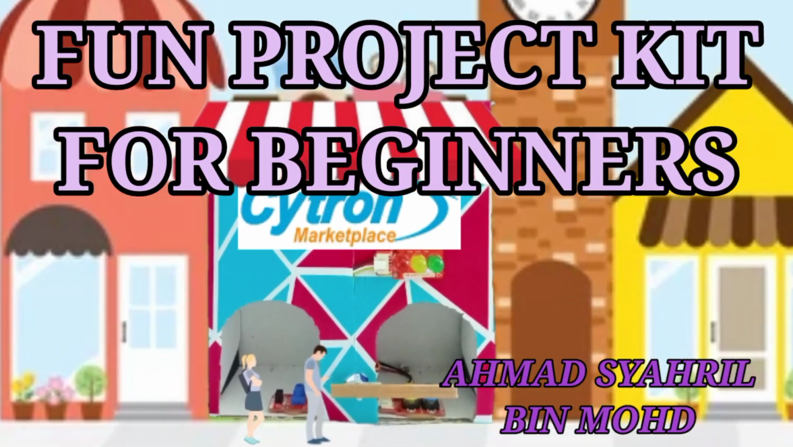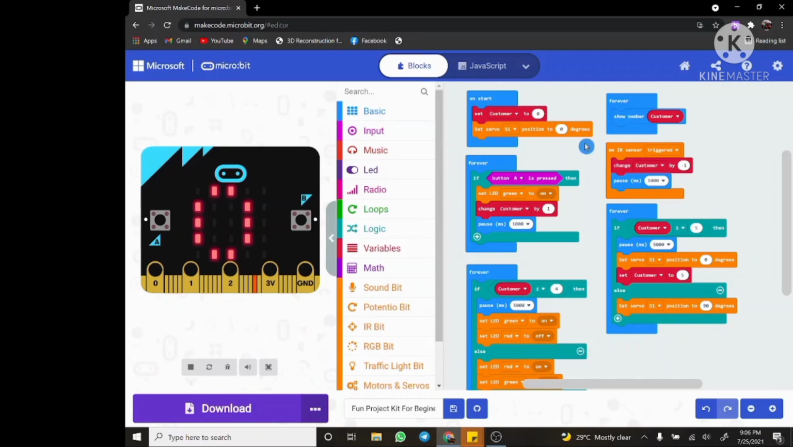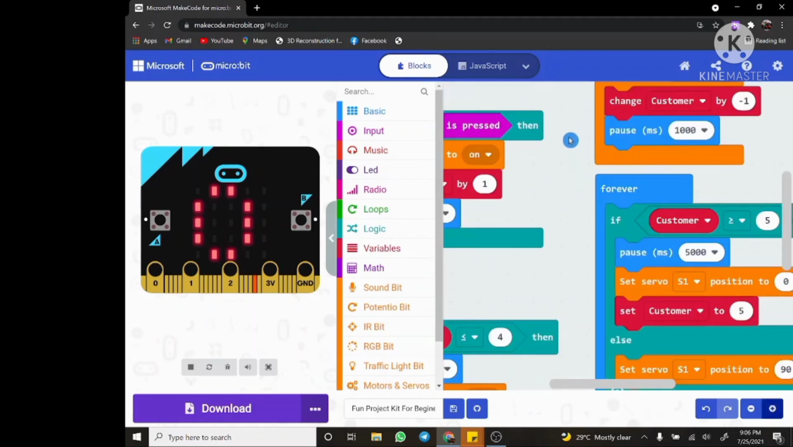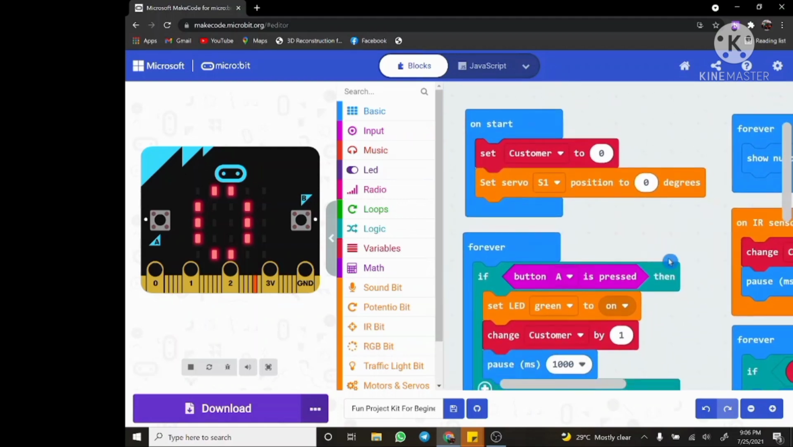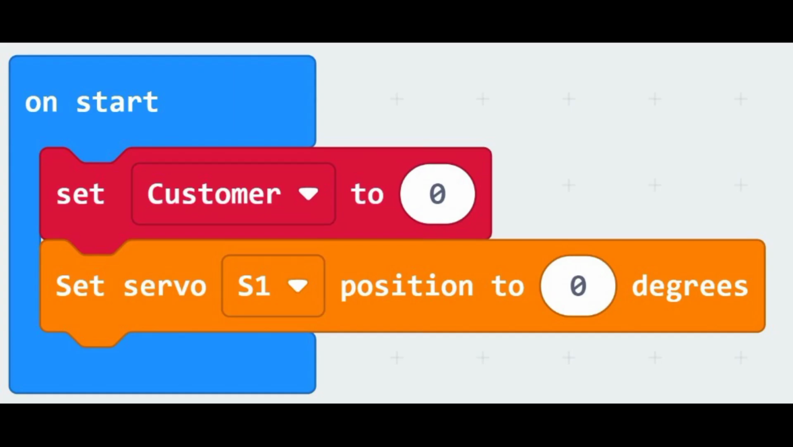So I would like to present the fun project kit for beginners. So this is the coding. Okay, so about the coding. So the first coding is about to set customer to 0 and set servo position to 0 degree.